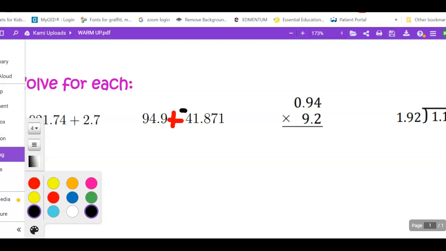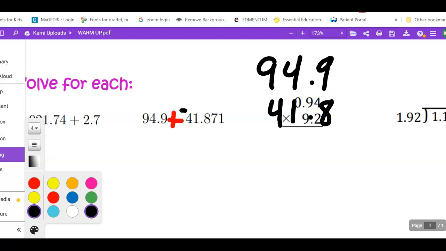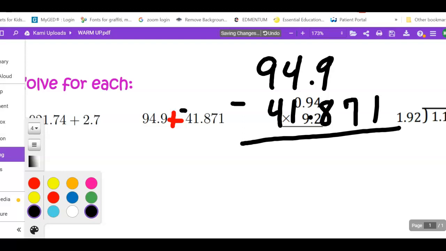So I'm going to find the difference between 94.9 and 41.871. I'm going to put my 94.9 here. Line up your decimals. I have 41.871, and I will subtract. So when I go with my subtraction from here, first thing I'm going to do is plug in my empty spaces. There we go.